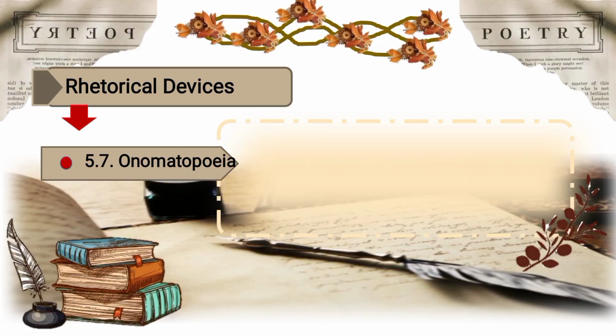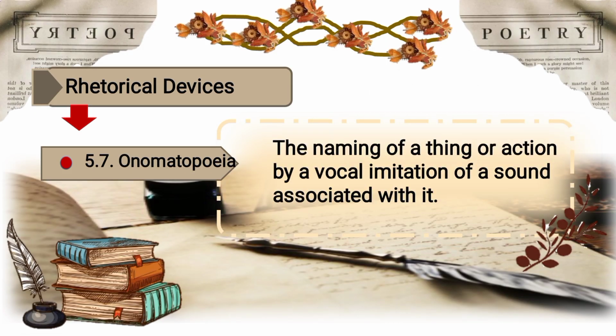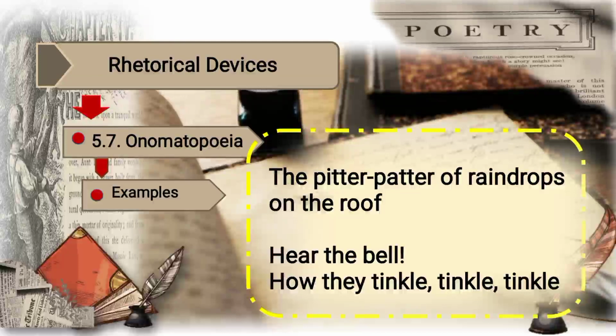And lastly is the onomatopoeia. It is the naming of a thing or action by a vocal imitation of the sound associated with it. The use of words whose sound suggests the sense. Like for example, "the pitter-patter of the raindrops on the roof," and "Hear the bells, how they tinkle, tinkle, tinkle." So those are the basic concepts of literature.